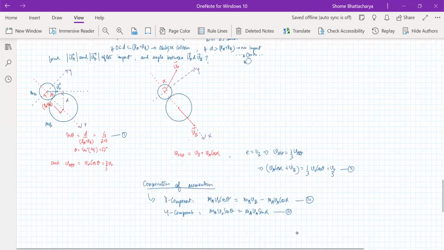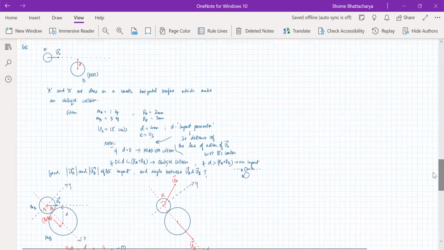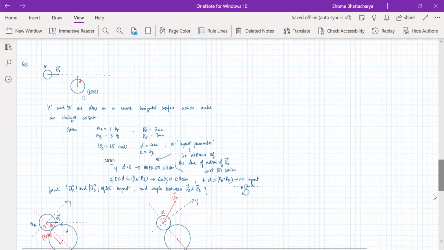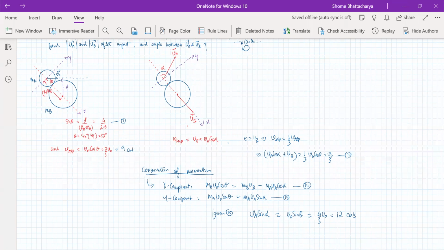So from equation 4, we can see that VA sin alpha, this component, is equal to V0 sin theta. So that is 4/5 V0. And V0 we had taken as how much? I think it was 15 centimeters per second, right? So this will become 12 centimeters per second. Okay. This will become 9 centimeters per second.